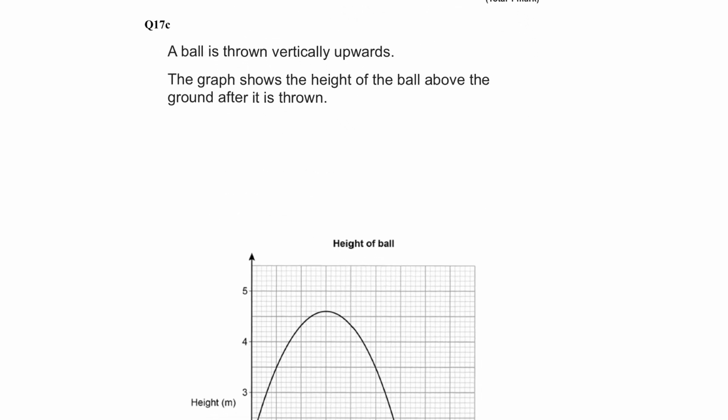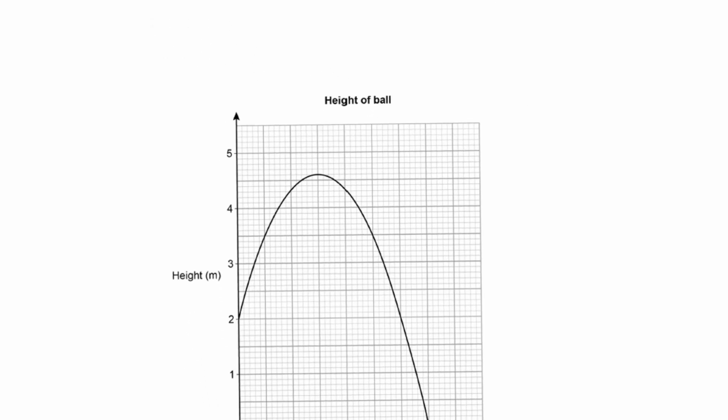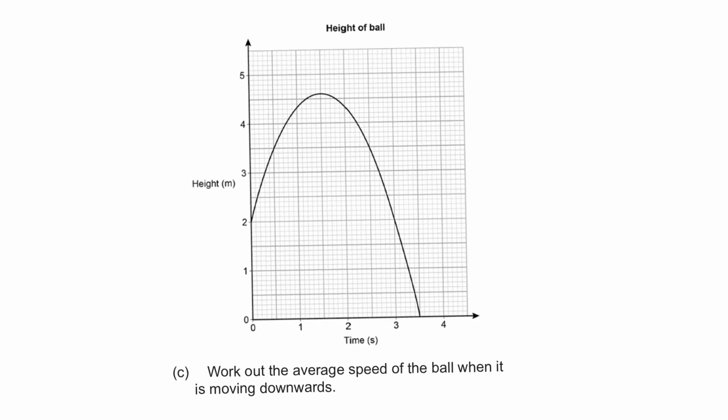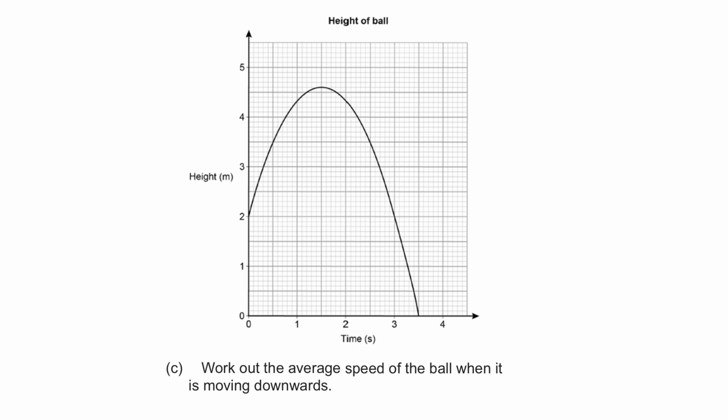Then this part C is the same graph, not the same question, but the same graph, sorry. But this time, it's saying work out the average speed of the ball when it is moving downwards. So we know that speed is equal to distance divided by time. So to work out the average speed, we're going to do the total distance divided by total time.